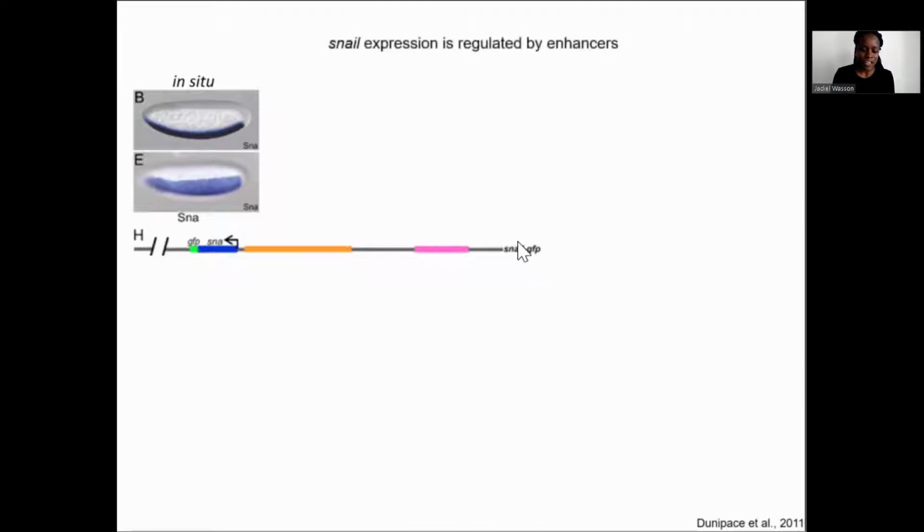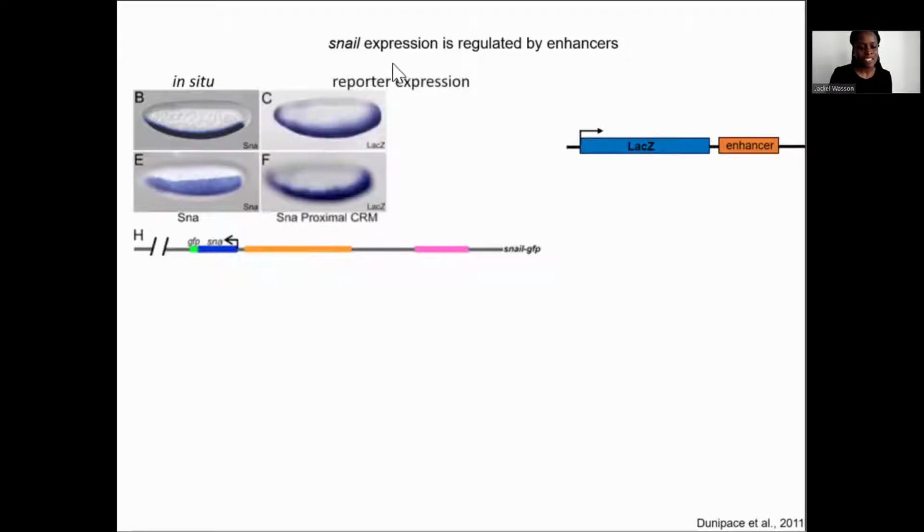So as you could have guessed, the expression of snail is regulated by enhancers. Like I mentioned before, the way these enhancers were characterized was very much like how I described earlier with the enhancer reporter assay. Here I'm showing you a reporter assay where the LacZ gene is upstream of one of the presumed enhancers of snail, this region that's proximal to the gene, here in orange. And you can see that the reporter is expressed in very much the same region that snail is expressed.